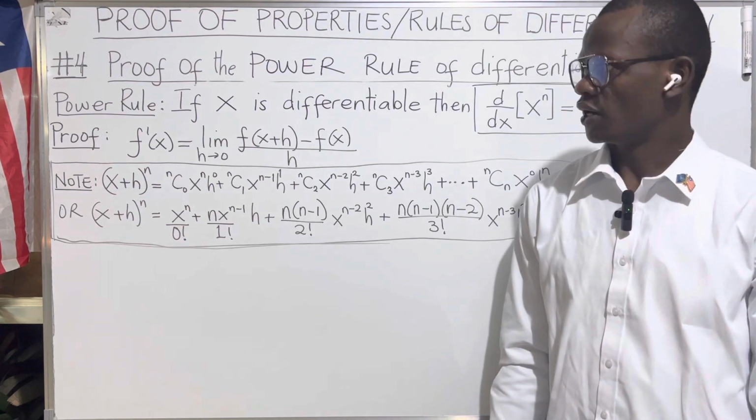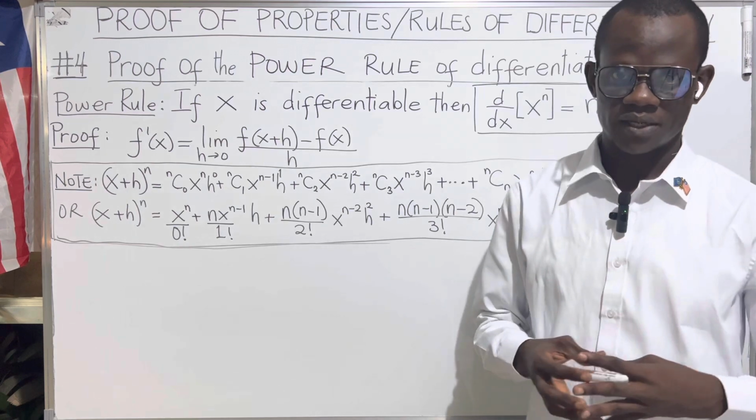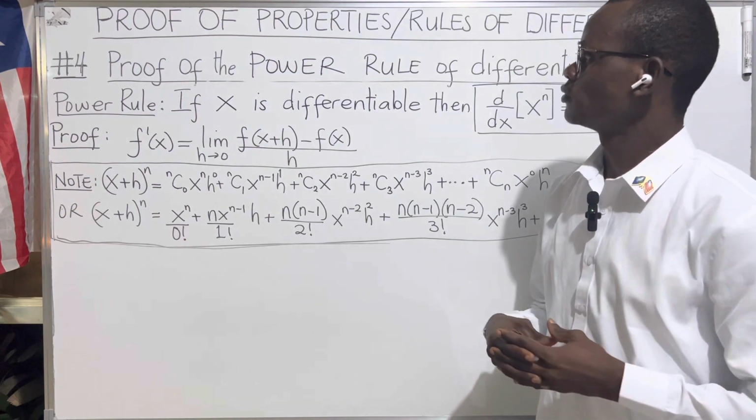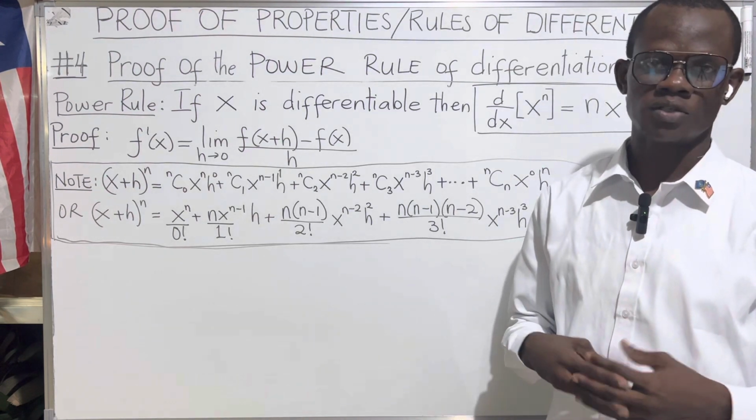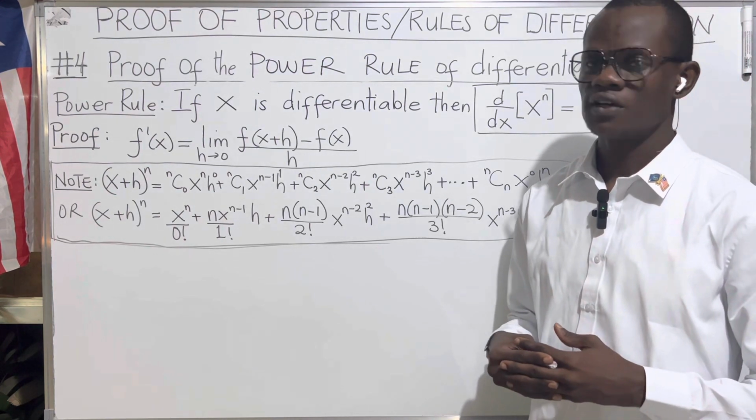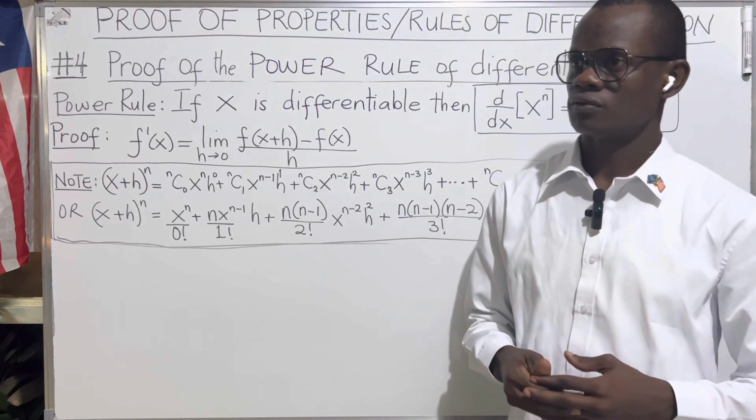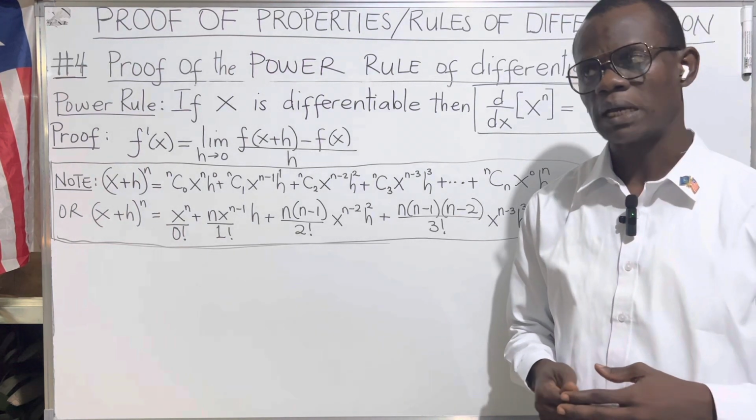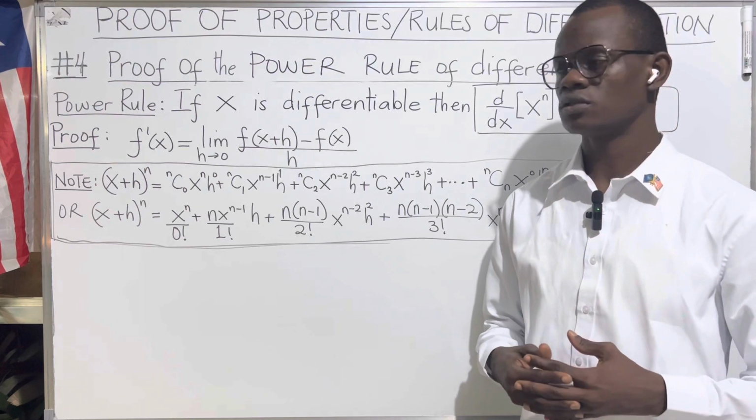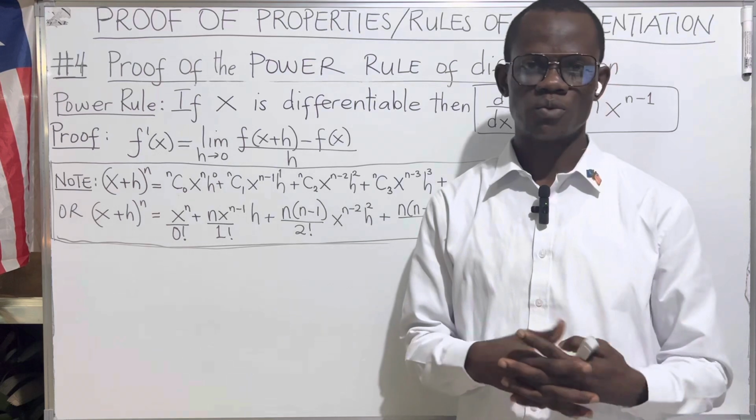In this video, I will be looking at the proof of some properties of differentiation, or what we also call rules of differentiation. In the previous video, we did the proof of the constant rule, the constant multiplier rule, and the sum or difference rule. And in this video, we want to prove the power rule.